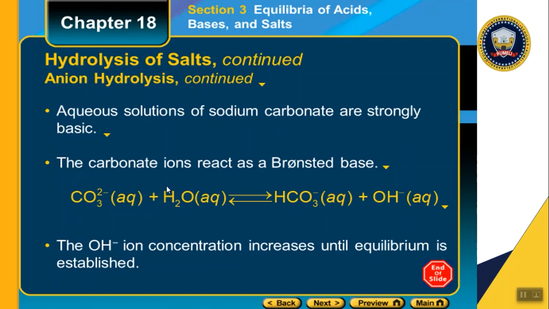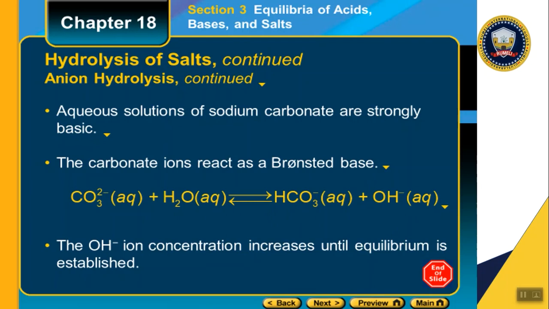To accept one proton to form HCO3 minus, this hydrogen carbonate ion, and an OH group. So reaction between a weak acid like H2CO3 and a strong base like NaOH will produce what?